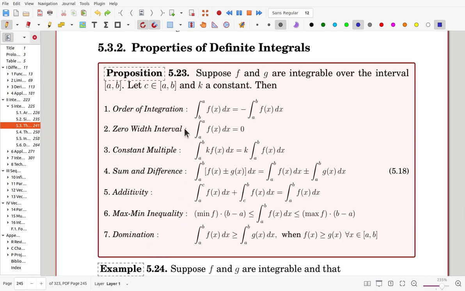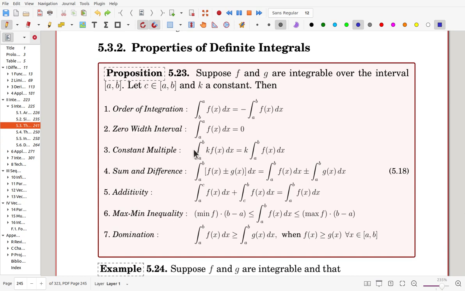If you try to get integration with opposite order, that means rather than a to b, we try to get the integral from b to a, then in the Riemann sum, delta x will be negative, so the integral must be the negation of the integral from a to b. If the interval width is 0, then the integral must be 0, because every Riemann sum will be 0.